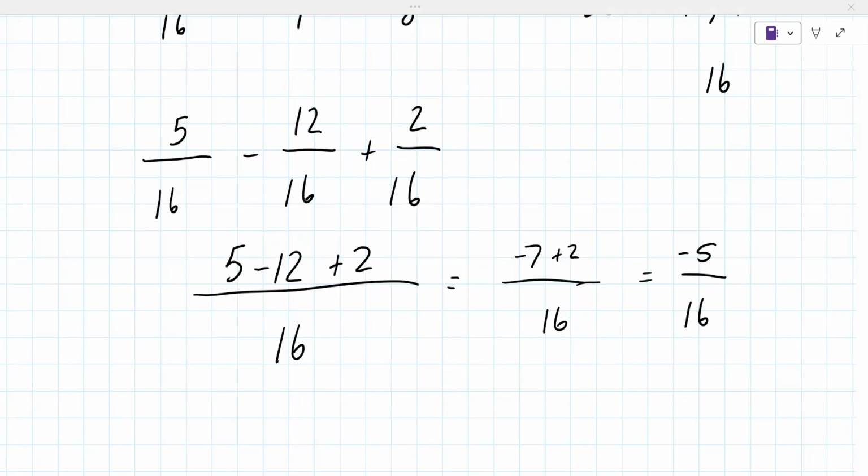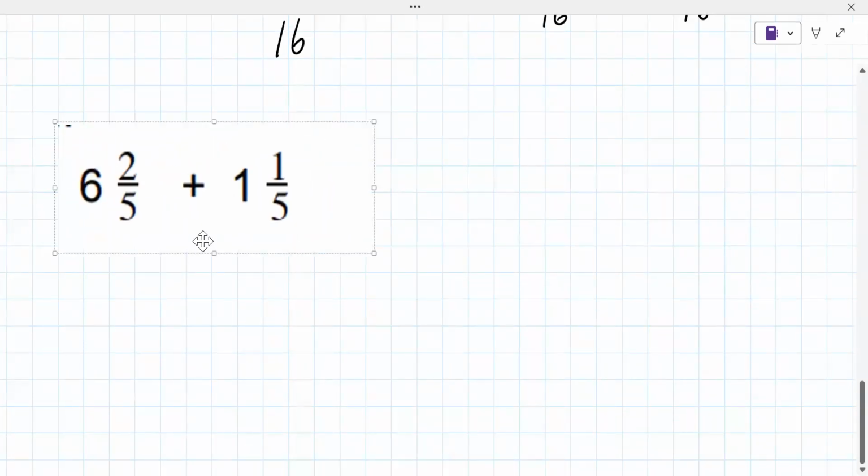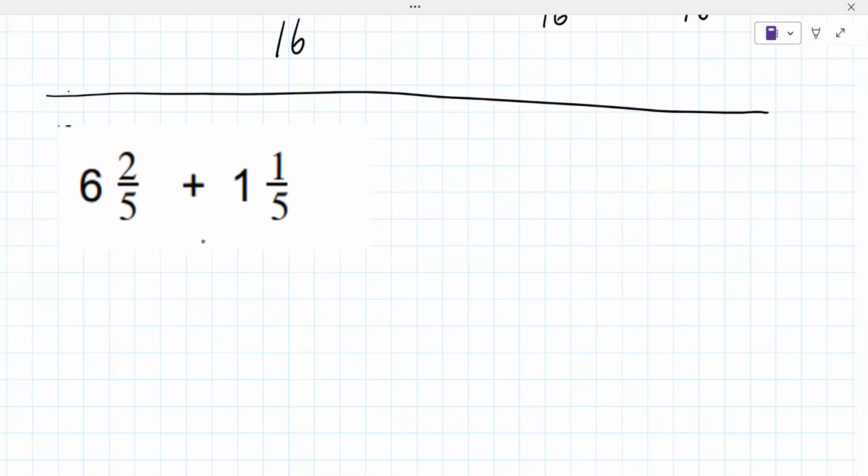So let's go back to mixed numbers. Okay, and this is a nice example. Here are two mixed numbers that you're going to add together. Go ahead and try working this out. If you don't know at all, that's okay too. I don't want to jump in until I know that you need some help on something like this.